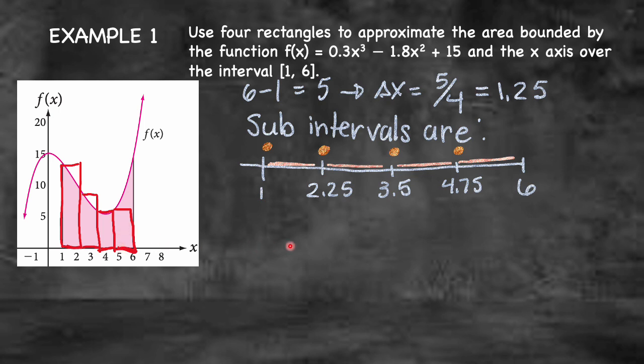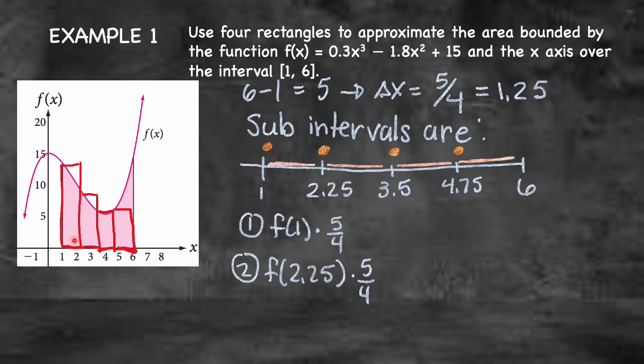Once we get the height of each of those rectangles, then we know the width of each of those rectangles is 1.25. So for the first rectangle, that's this one right here, we're going to take f of 1 and multiply it by the width, which is 5/4. That will give me the area of the first rectangle.